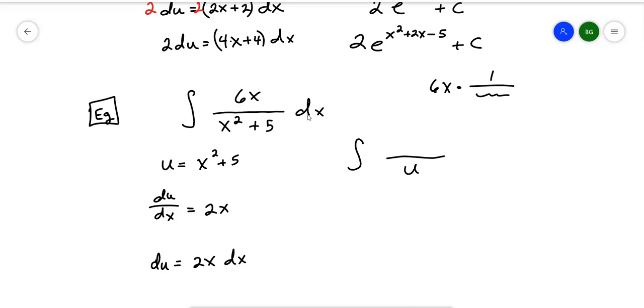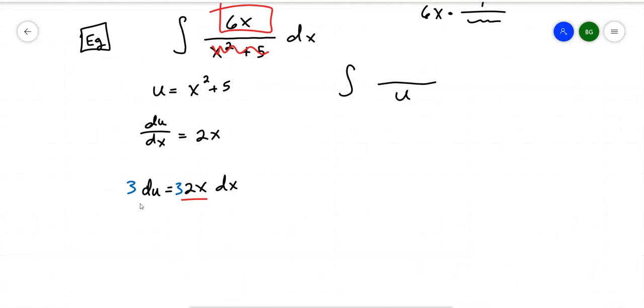Now, in order to replace the 6x dx, I'd like to use this line here, but notice I have 2x dx. I need to fix that. So how do I take 2x and turn it into 6x? Well, we can just multiply by 3. And so I'm going to have 3 du equals 6x dx, which is exactly what I'm trying to replace, so I'm in good shape. In order to get rid of that 6x dx, I need to replace it with 3 du.